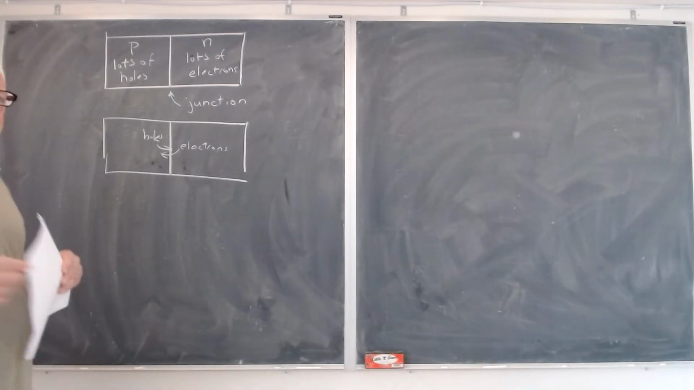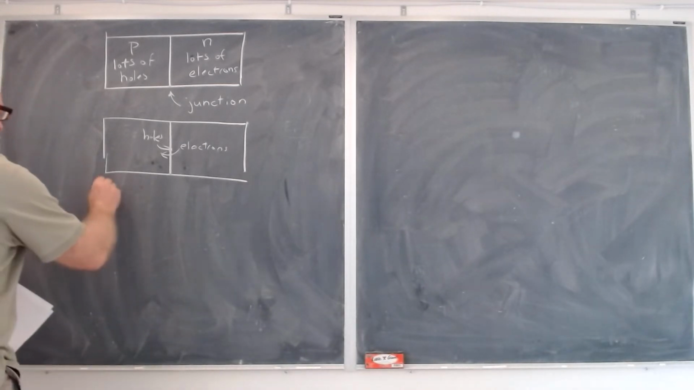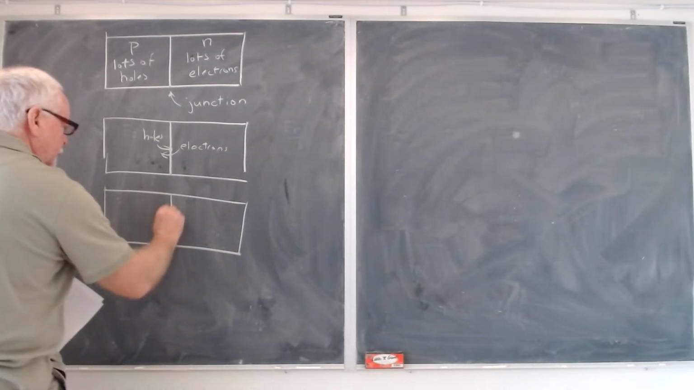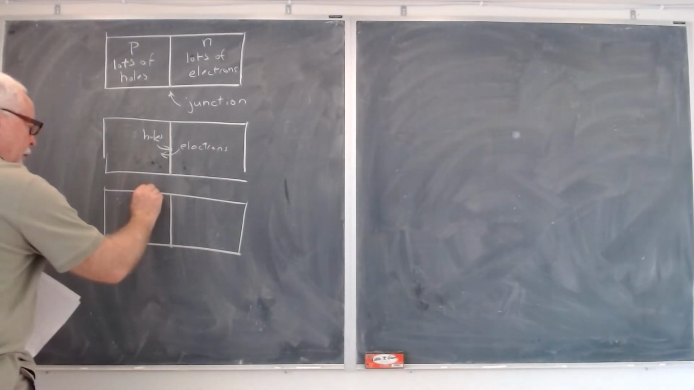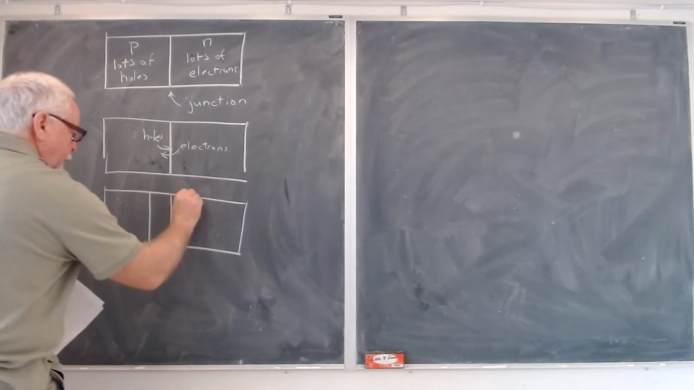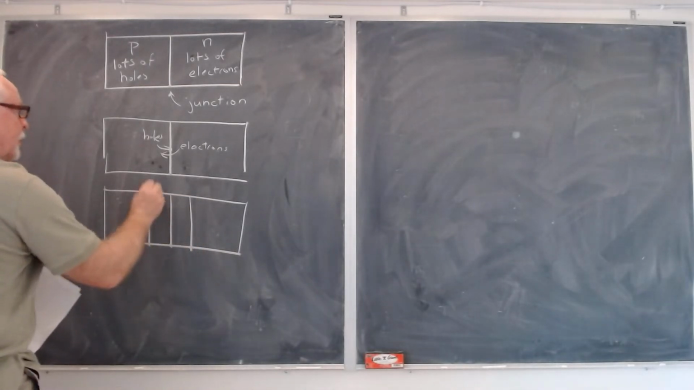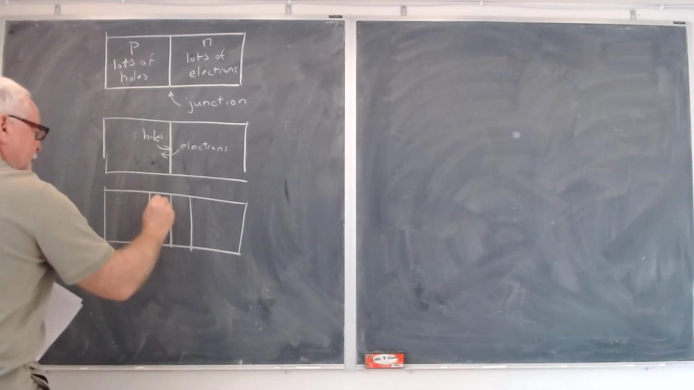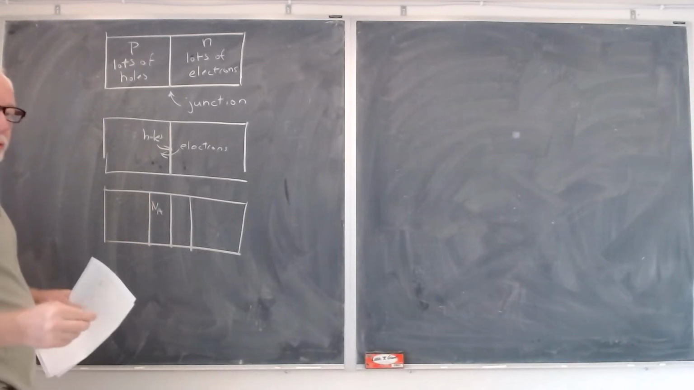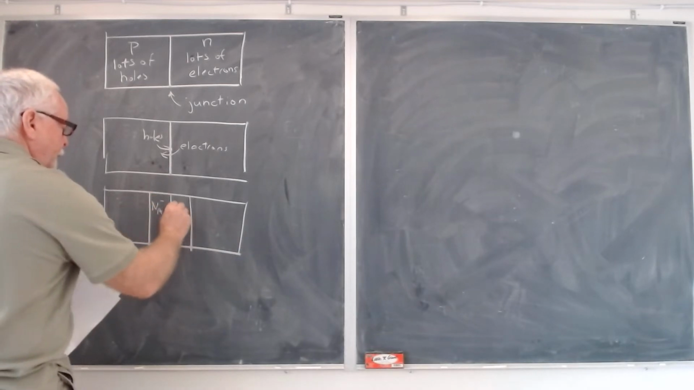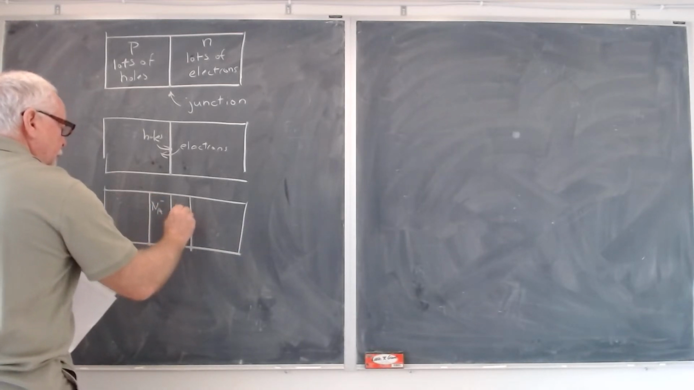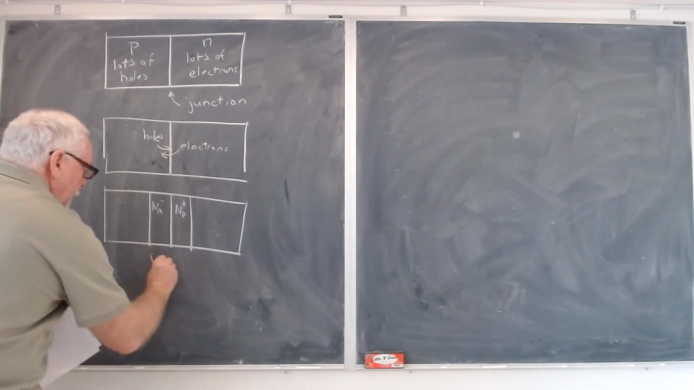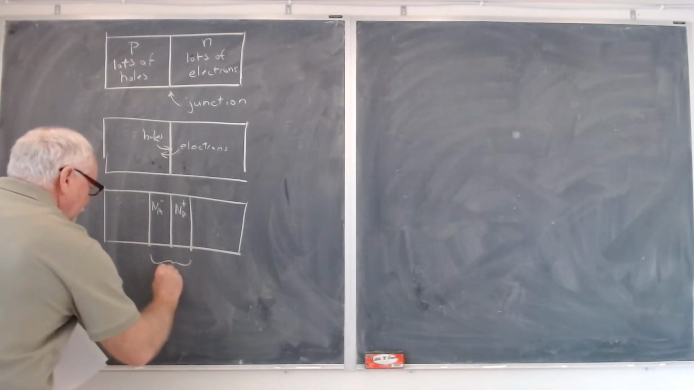Now, when they cancel each other out, they leave behind the dopant atoms. And so you have a layer on both sides of the junction where you've left behind, now remember P-type, that's acceptors. So you've left behind acceptors, which are negatively charged, and donors, which are positively charged. And this is called the space charge layer.